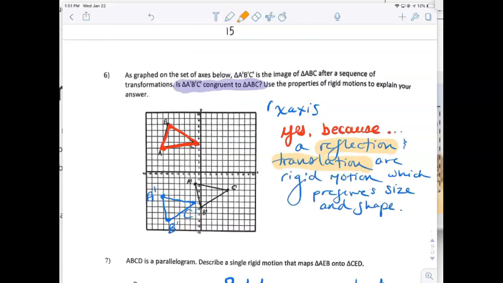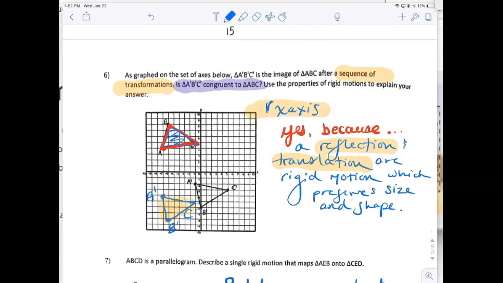So for number 6, we have a sequence of transformations. When you see this sequence, it means most likely there's going to be more than one. It's important to note that when you're doing a sequence of transformations, there's actually a ton of different ways. This is just one suggestion. What I first did was I started with triangle ABC right here, and I reflected it over the x-axis. So I'd write it like that.